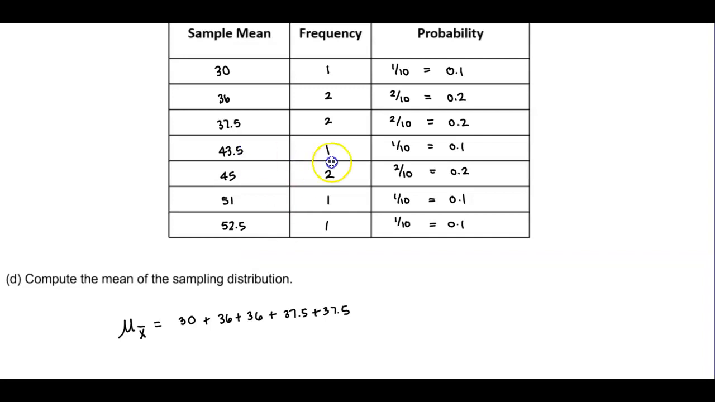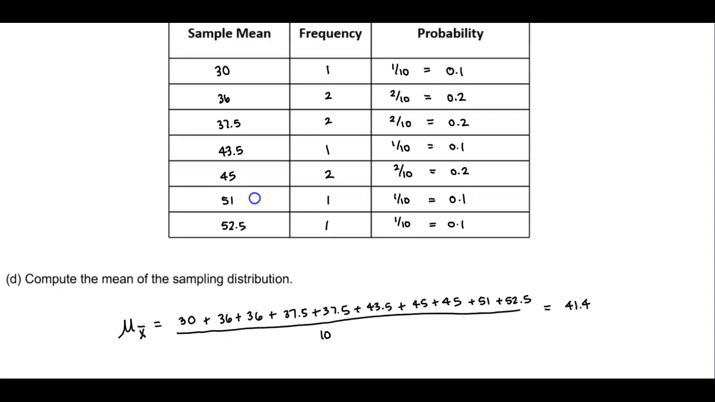Okay, and if you look here, we have 143.5. And then we have 2 45s. And then we have 51, one of those. And we have 1 of 52.5. Okay, so we know that we have 10 of those values, so we're going to divide that by 10. If we divide that by 10, we get 41.4.